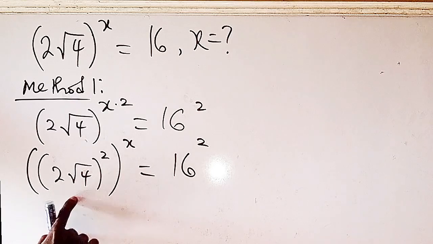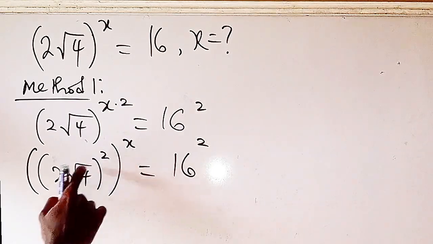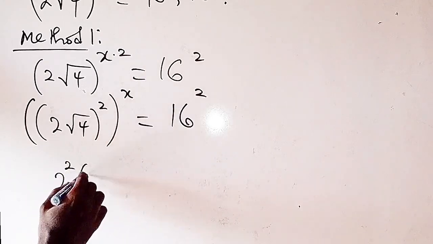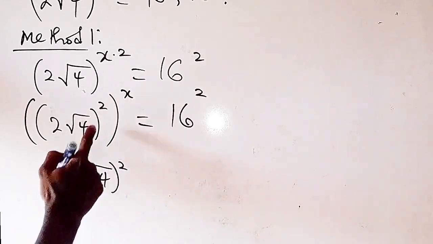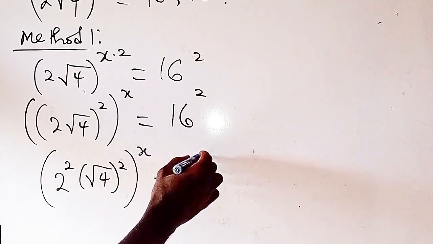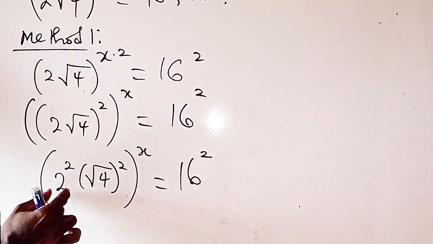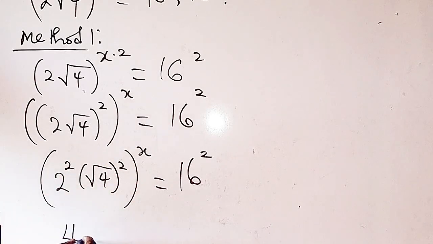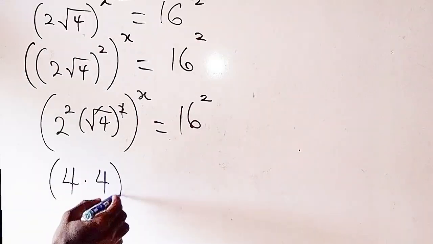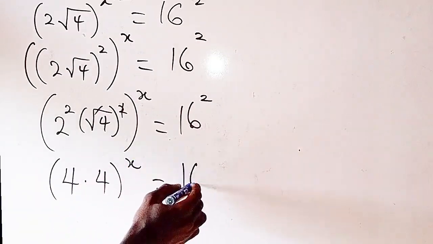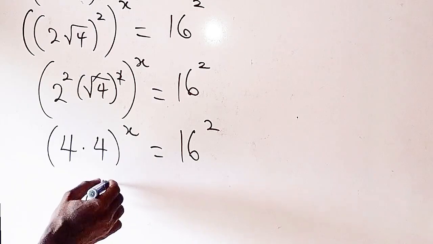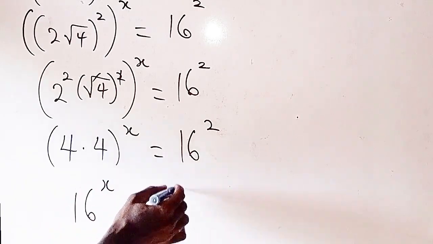Now the next thing we're going to do is that these two here will affect this. So this will be 2 to the power of 2, then root 4 to the power of 2, all to the power of x equals 16 to the power of 2. Are you following? Now 2 to the power of 2 is 4, multiplied by these two, which will affect them by 4, then to the power of x equals 16 to the power of 2. So now 4 times 4 is 16. We have 16 to the power of x equals 16 to the power of 2.